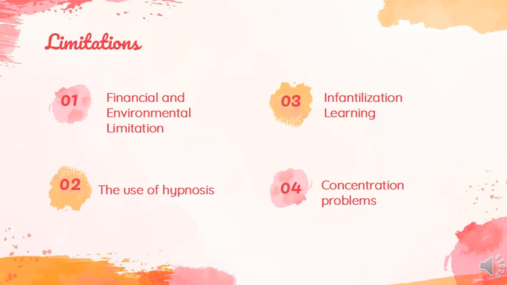Number 2. The use of hypnosis. Some people say that Suggestopedia uses hypnosis, so it has bad deep effects for human beings. They claim that they feel it is detrimental. Number 3. Infantilization learning. A Suggestopedia class is conditioned with a childlike situation. There are some students who do not like to be treated like this as they think that they are mature.